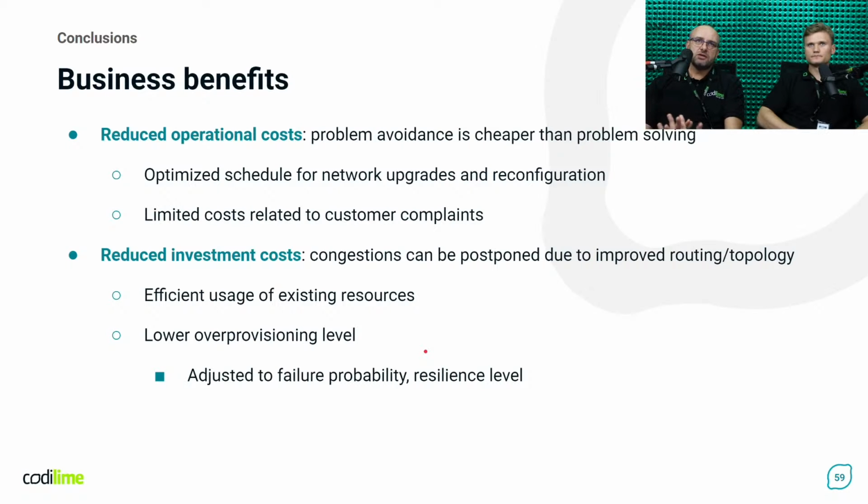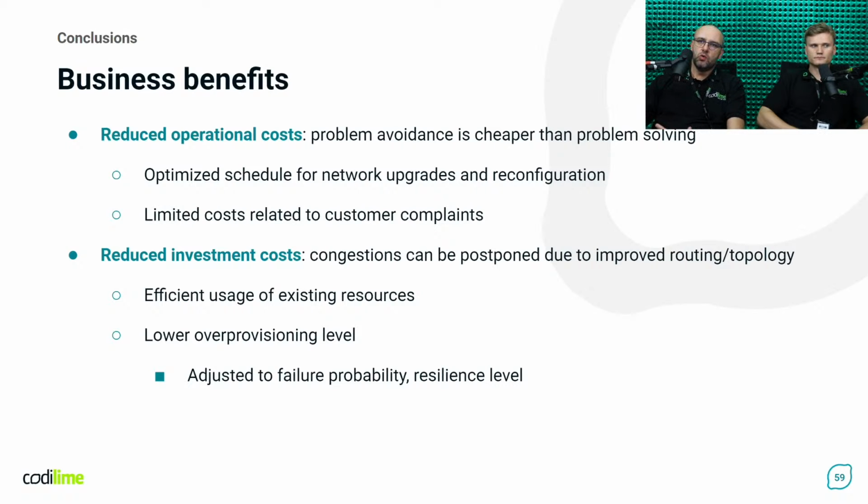Also, we would like to say a few words about the business benefits. So our PoC results proactively provide what will happen in the network, and also tell us what to do in order to avoid it. Problem avoidance is usually cheaper than problem solving. That's why we could expect some savings, for instance, omitting the costs related to the flood of customer complaints.